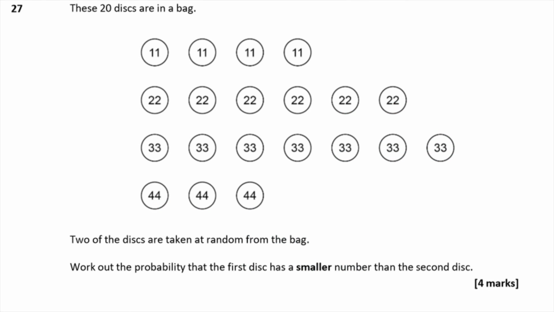Question 27. These 20 discs are in a bag. 2 of the discs are taken at random from the bag. Work out the probability that the first disc has a smaller number on it than the second disc.